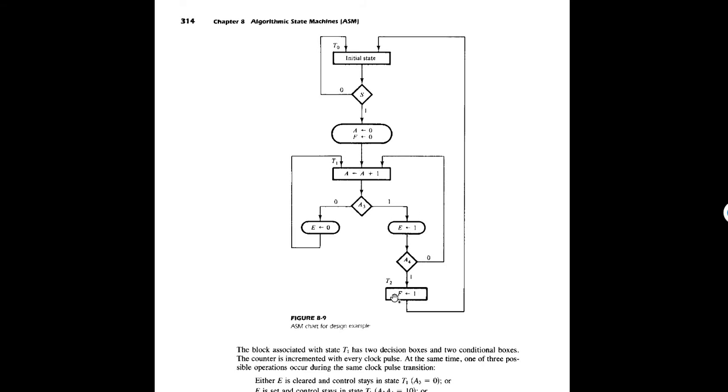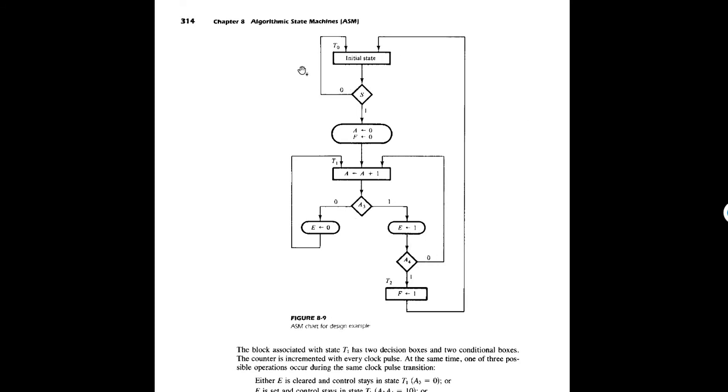When A4 is equal to 1, we go on to the next state of T2, and then the initial state is achieved, because when F is set to 1, we go back to the initial state. This is how we have defined this whole logic function. Now, as you can see, general symbols have been assigned to specific states. This is state T0, this is state T1, and this is state T2.